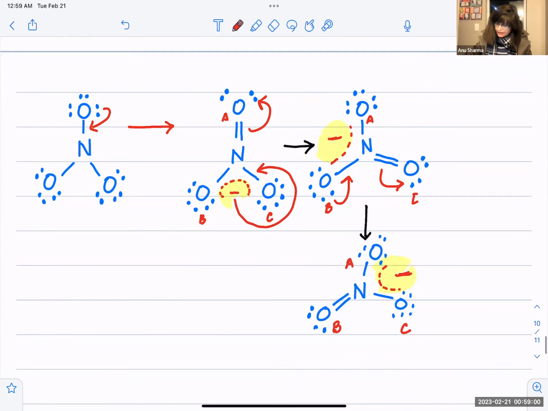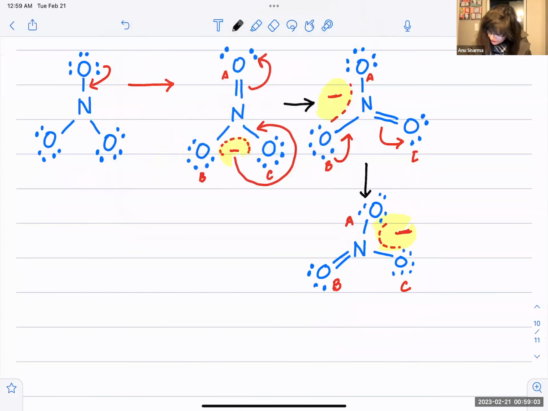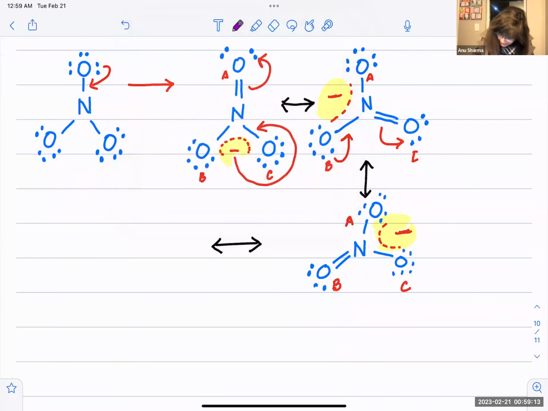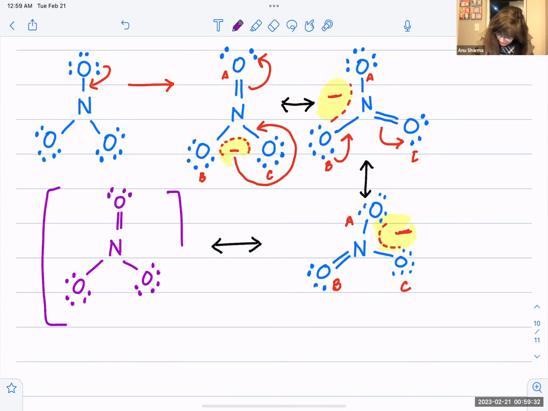Okay, so the other way of showing this is actually, these are the resonating structures. So another way of showing is you can show any one of the structures, it doesn't matter, but you can show it as nitrogen, oxygen, oxygen, oxygen, double bond, right? 1, 2, 3, 4, 5, 6. And this is just to show that the charge rotates between the three. Okay, so you can show it like that.